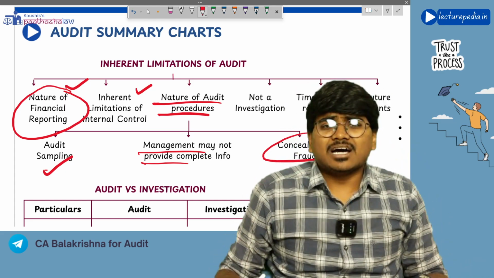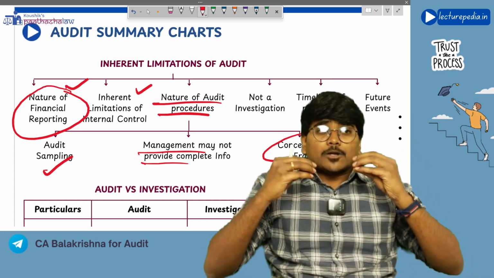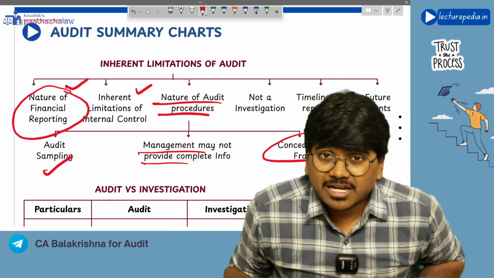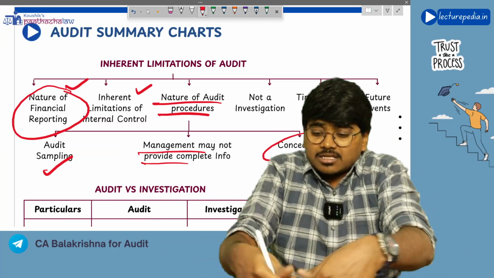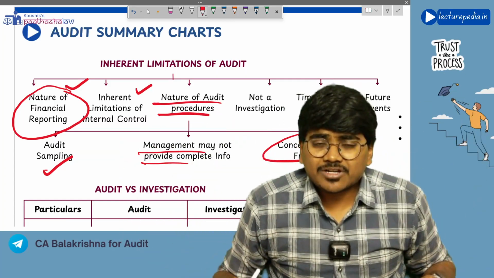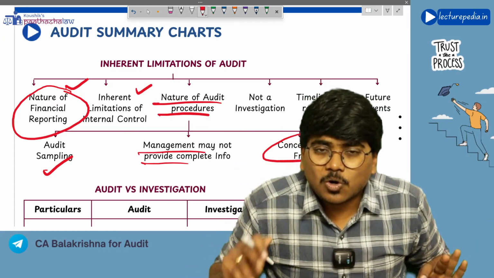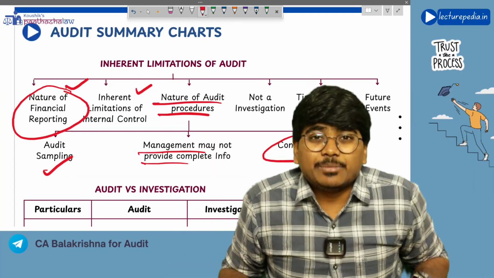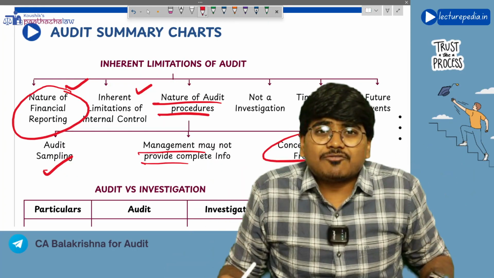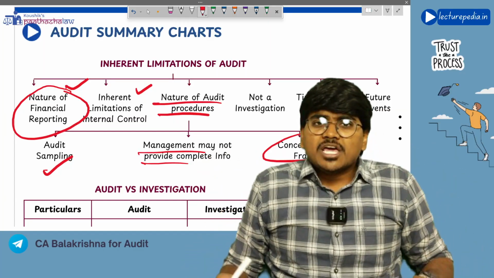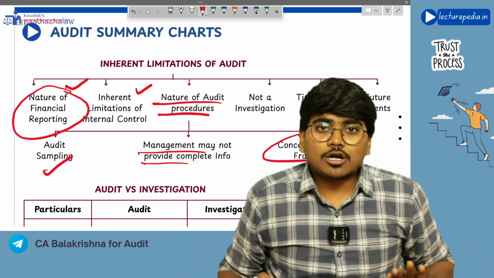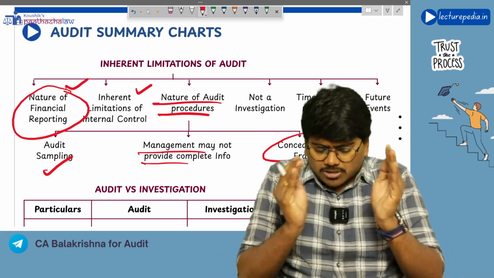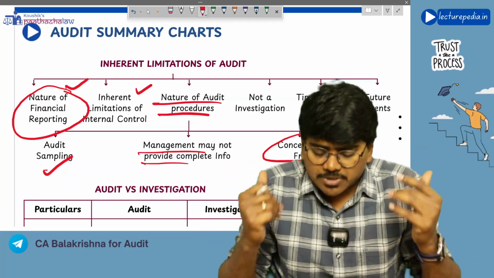Next, concealing the fraud. See, the purpose of the auditor is to identify any frauds or errors. But the person who is committing the fraud, will he commit the fraud and just keep it open like that for the auditor to identify? No, he will take appropriate steps to conceal the fraud that he has committed. The person who has committed the fraud never wants to be caught, so he will conceal it. This is also one of the limitations of audit procedure. So because of these reasons, the auditor cannot give absolute assurance.